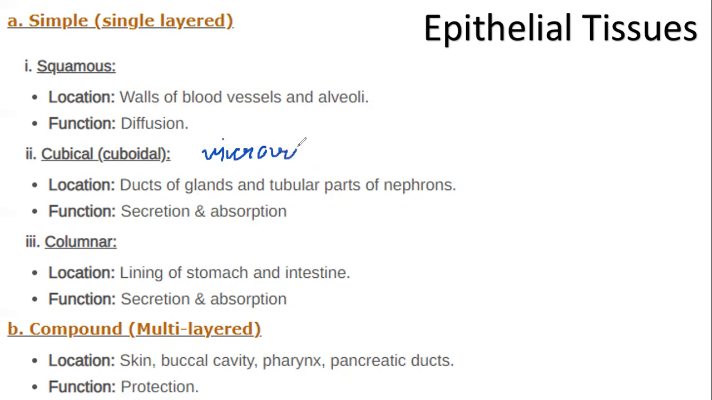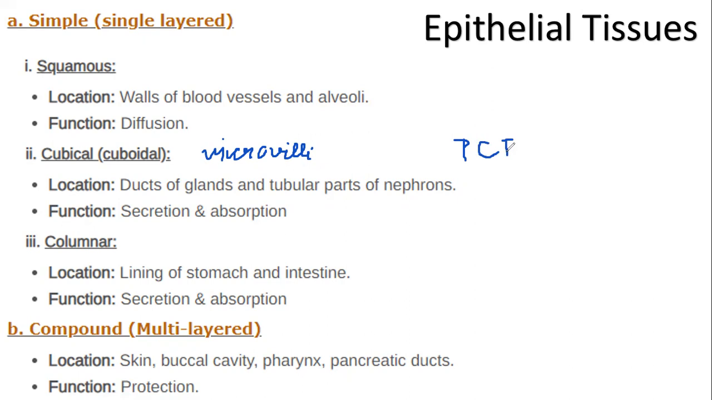Microvilli. So why are these structures called microvilli present? In order to increase the absorptive surface area. That is an example in the epithelium of the PCT of a nephron. We have learned that this cuboidal epithelium is found in the tubular part of the nephron, that is in the PCT, proximal convoluted tubule. In the cuboidal epithelium present in the PCT of the nephron, we can see certain structures called microvilli to increase the absorptive surface area.